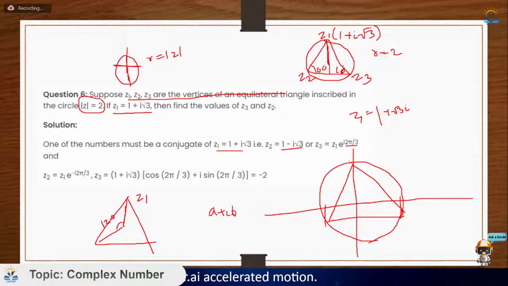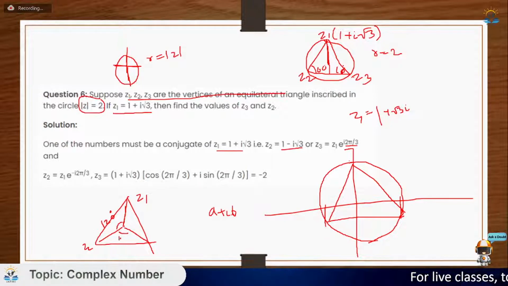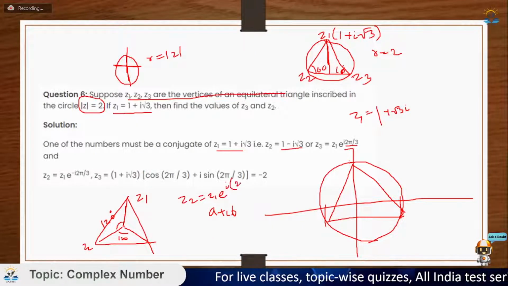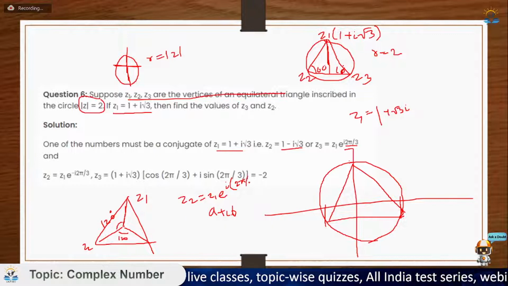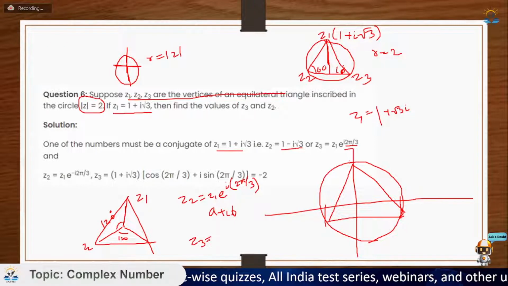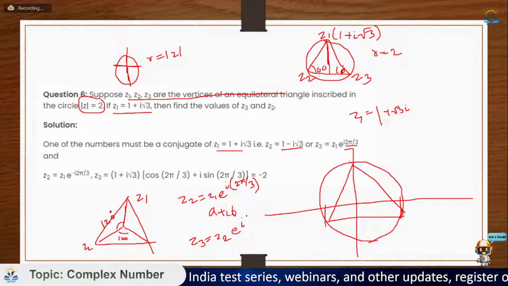So I will get z2 by multiplying z1 by e power iota into 2 pi by 3. Then by multiplying z2 by e power iota 2 pi by 3 again, I will get z3. This is also 120. So z2 is equal to z1 times e power iota into 2 pi by 3, and z3 is equal to z2 into e power iota 2 pi by 3.